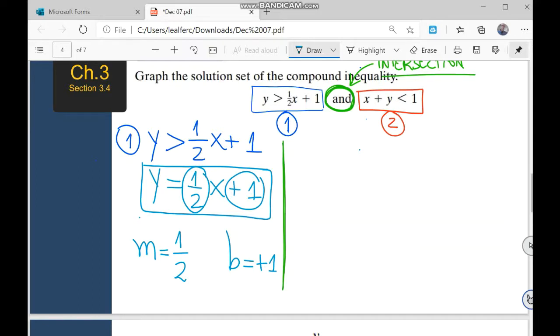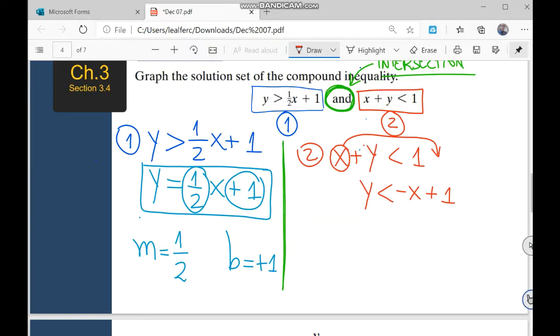Inequality number 2: x plus y less than 1. We have to solve for y. So move everything that's not y, this x here, to the right hand side of the inequality. To do this, we need to change the sign. So positive x, when you move it to the right hand side of the inequality, becomes negative x, plus 1.